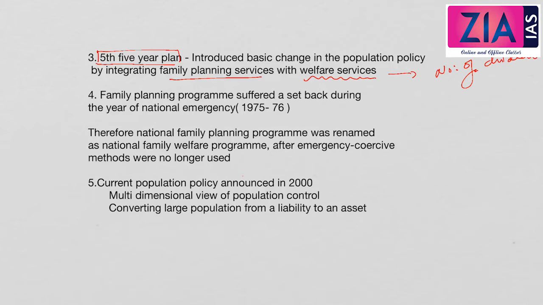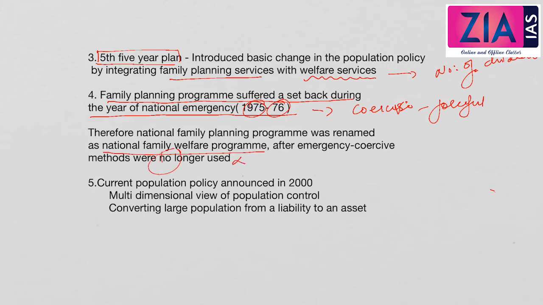Okay, then the family planning program suffered a setback during the national emergency in 75 to 76 because coercive measures were taken. Coercive means forceful sterilization, which is forceful and not in a hospital setup. Something like an ambulance is taken to the village and then sterilization was done in the ambulance. All these things, coercive methods, were taken. So that gave a higher setback, and people voted against the current government during that time. That we all know about the history. Okay. Therefore, the National Family Planning Program was renamed as the National Family Welfare Program. After the emergency, coercive methods were no longer used. That was put a stop to.